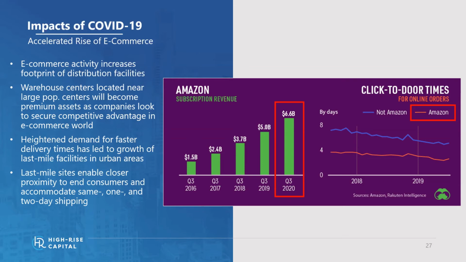And on the figure here, you can see the subscription growth for Amazon and how that has grown over the last 5 years in terms of subscriptions to its Prime service. And you can then see on the right side of the figure how the actual click to door times are continuing to decrease. So basically customer expectation has gone to the point where people want things sooner and faster. And therefore logistics real estate and industrial real estate is accommodating that.